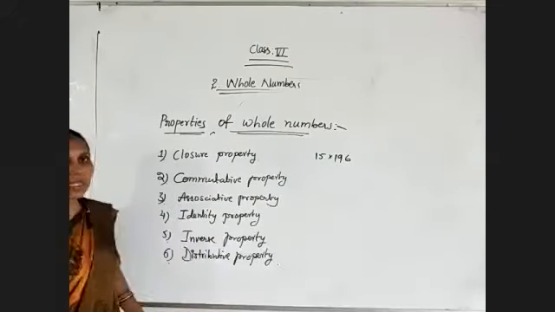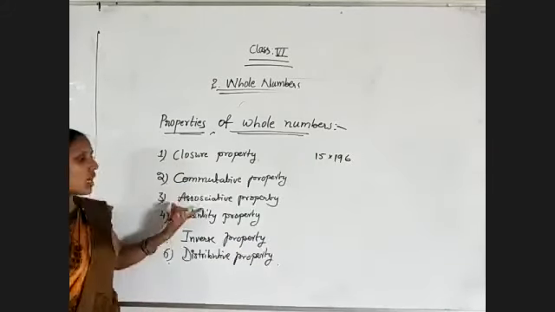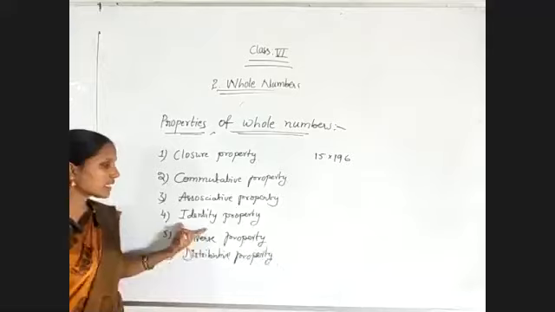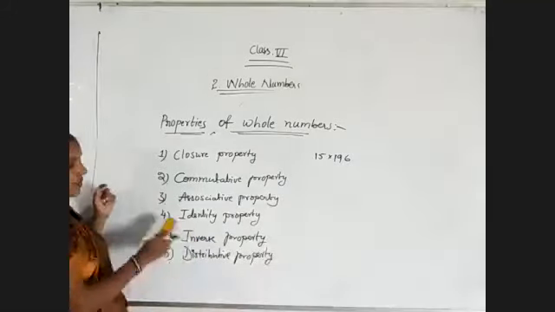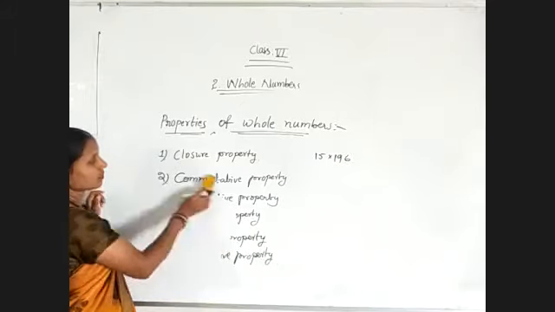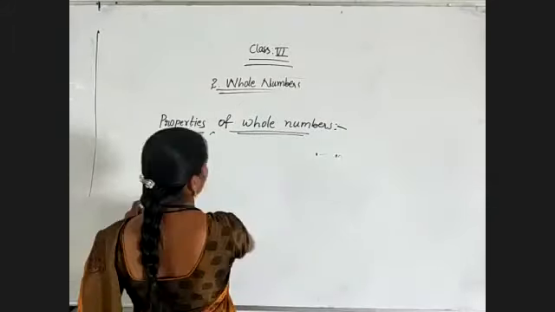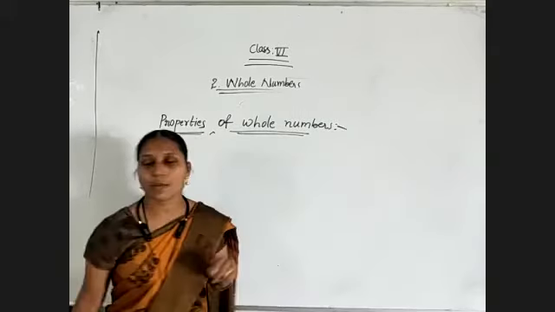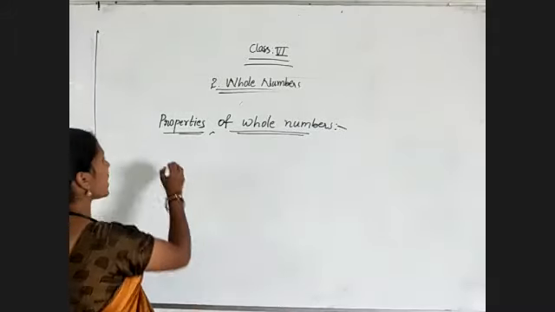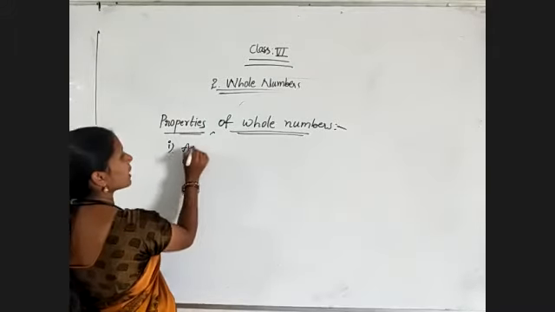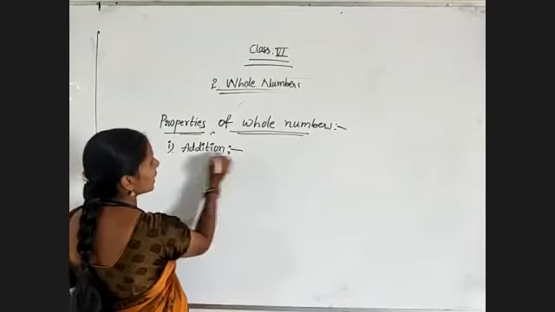And now coming to the closure property. These are the main properties, remember: closure property, commutative property, associative property, identity property, inverse property, distributive property. Among these, what is the first property? Before that, we need to apply all these properties for addition, subtraction, multiplication, and division. So first I am taking addition only. Only for addition I am explaining. After that, the remaining we will continue tomorrow.